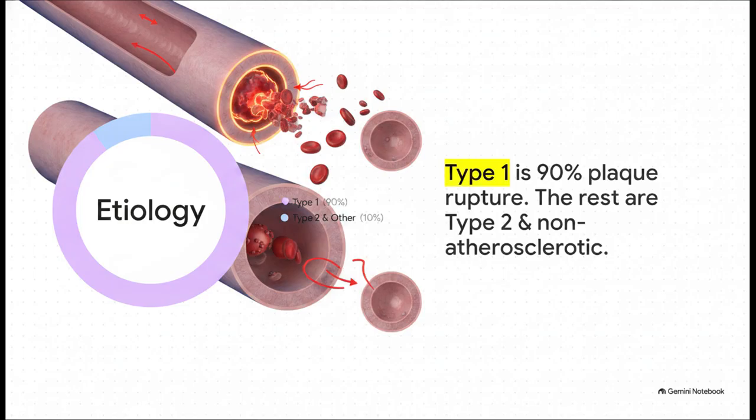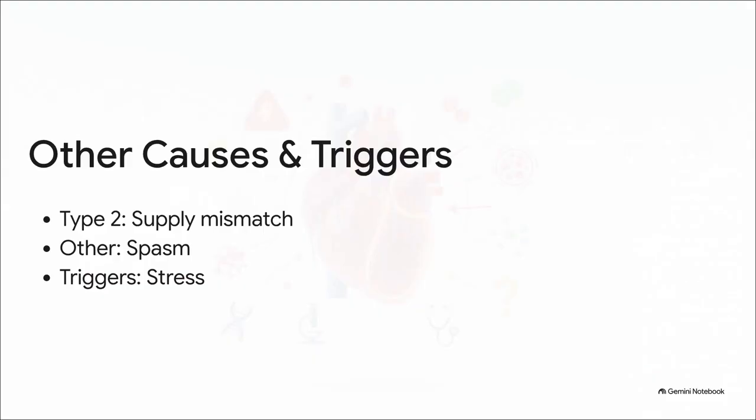When you picture a heart attack, you are almost certainly picturing a type 1 event. A massive 90% of these infarctions are caused by an atherosclerotic plaque inside the coronary artery that actually ruptures or fissures. This rupture triggers a whole cascade, forming a thrombus, a blood clot that physically blocks the artery. The remaining 10%, that's made up of type 2 and non-atherosclerotic causes. Now, while they only make up that 10%, these other causes are absolutely critical considerations, especially on the wards.